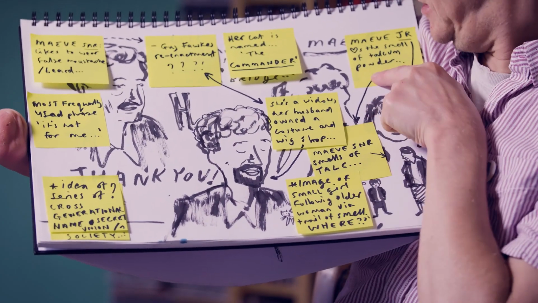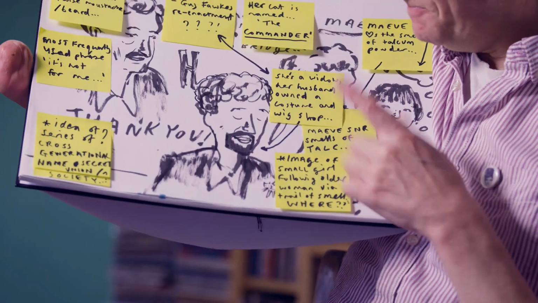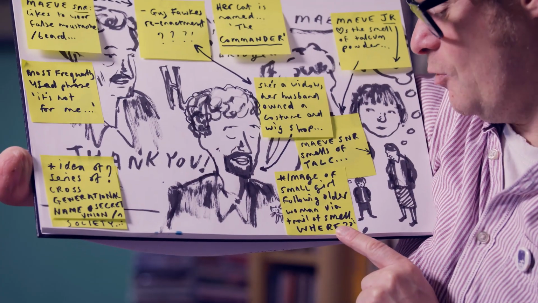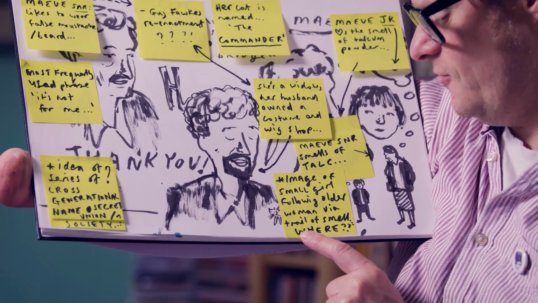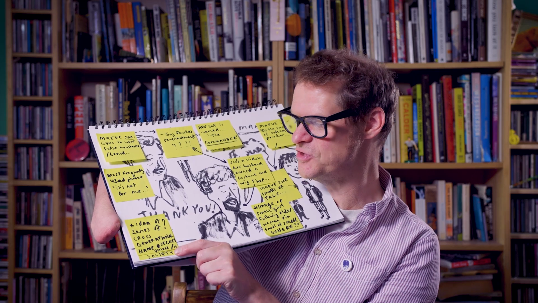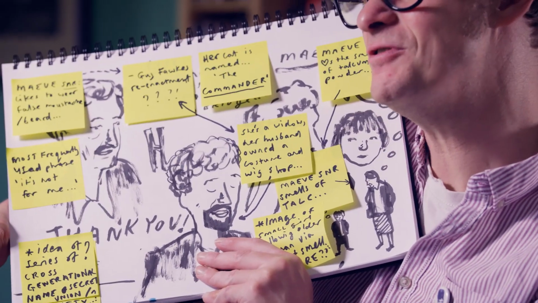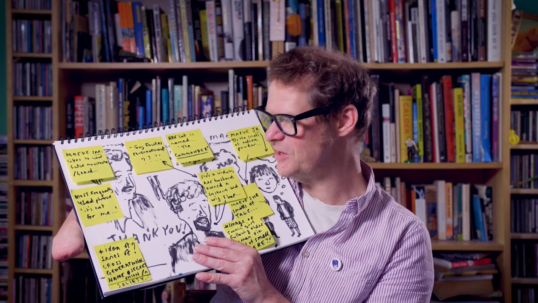The connection from this one is she likes the smell of talcum powder. Maybe the older Maeve smells of talcum powder. This is just off the top of my head. You guys will think of something way better than this. Image of small girl following older woman via trail of smell. I don't know where they are. Maybe they're in the supermarket, she's following her around. And then from that also ideas of cross-generational names, secret union or society, like young children born today with older person names from previous generations.